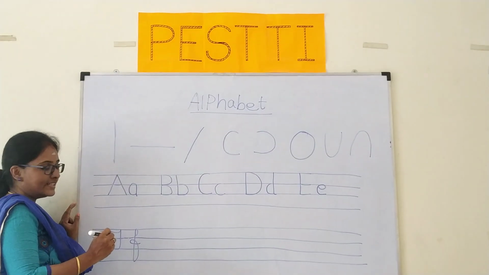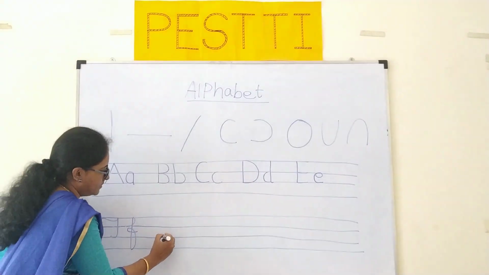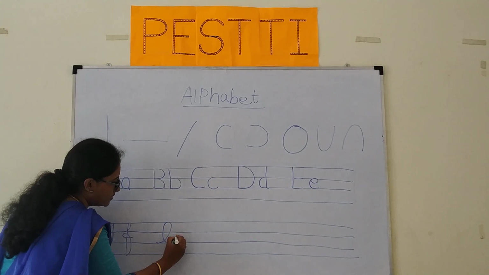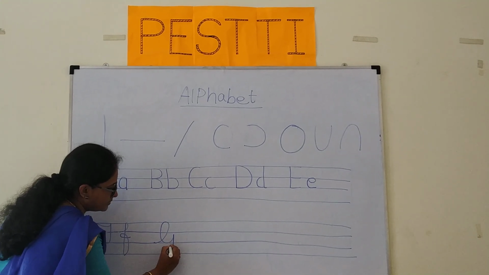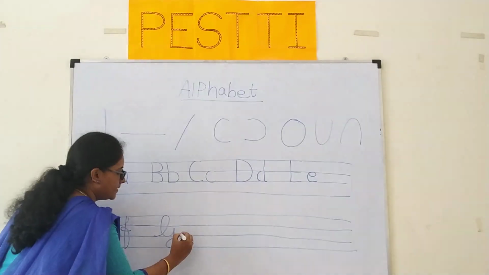Now we will see the next letter. G. Goat. Go to the top and come to the bottom. Now we will see small g.